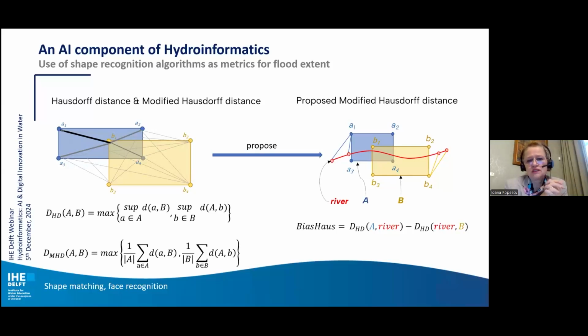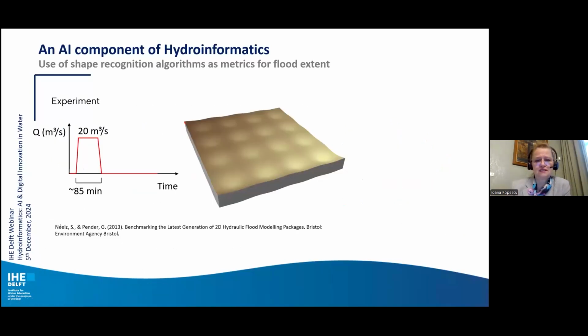What we are proposing is a modification of that distance. We are including some not-so-complicated formulas that look at the distances between important points, and we are actually introducing a river and looking at this distance for a river and flood extent.